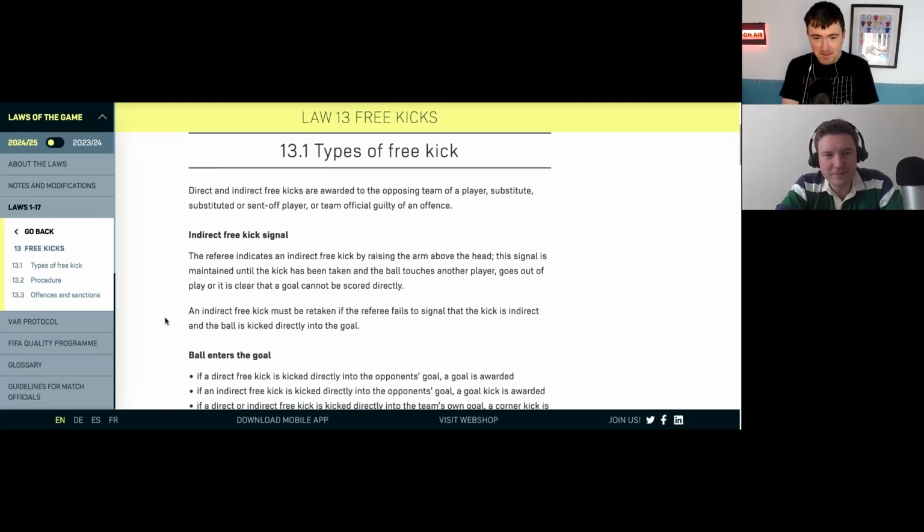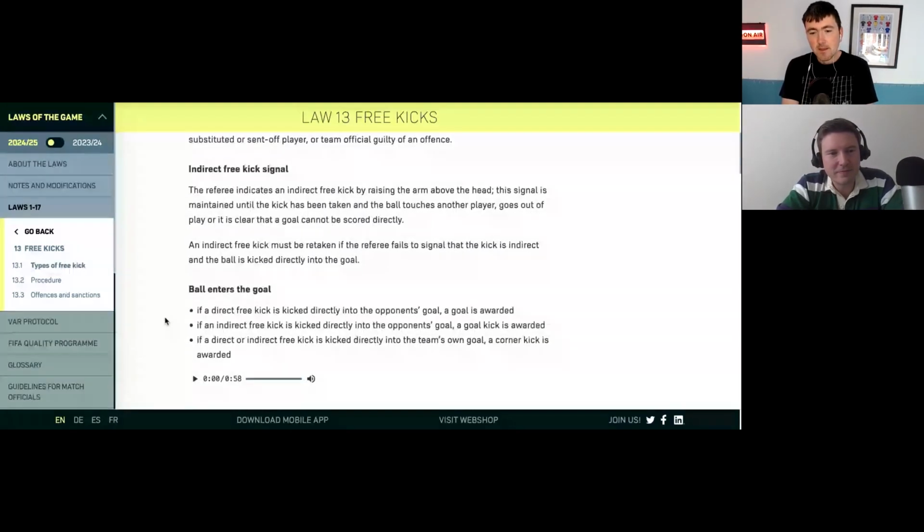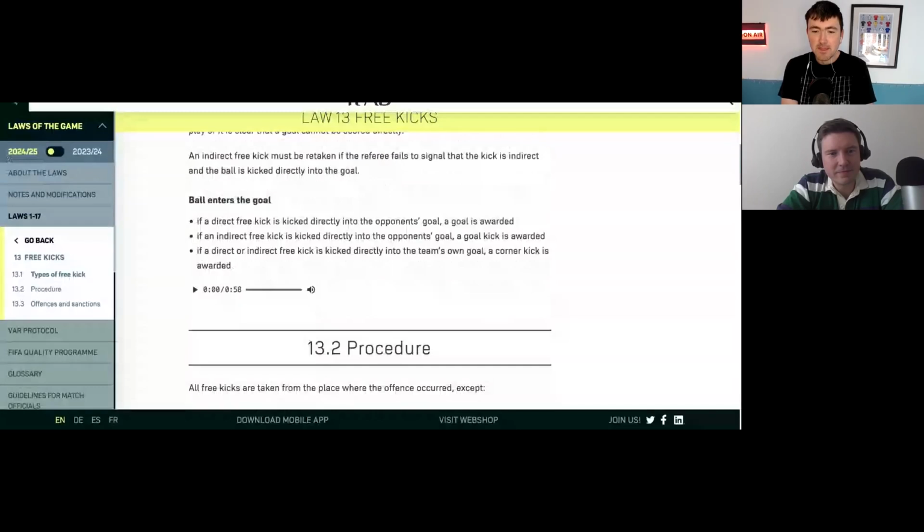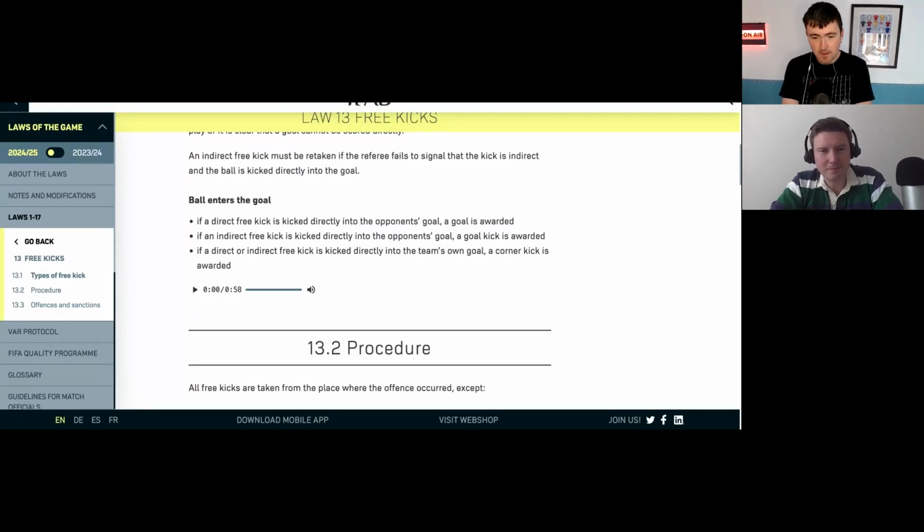someone else touches it. An indirect free kick should be retaken if the referee fails to signal that it's indirect and the ball goes in. So if the referee accidentally forgets to signal for an indirect free kick, and the attacker slings it into the net, obviously the goal can't stand because it shouldn't have been a direct free kick, but also the attacker shouldn't be disadvantaged by the referee making the mistake, is basically the point of that.